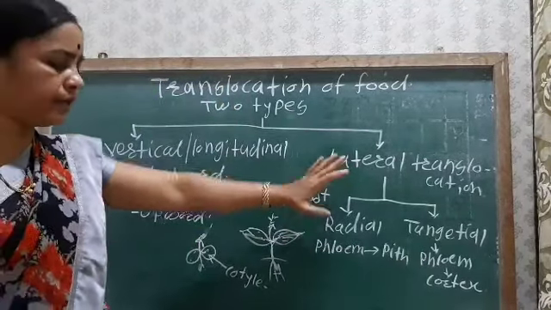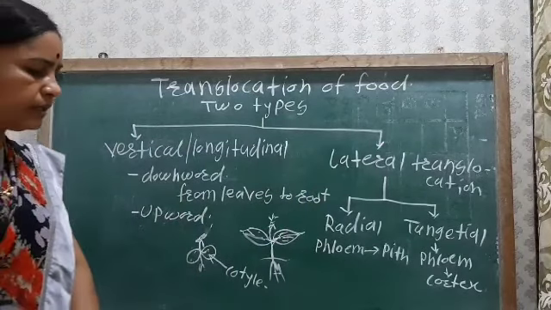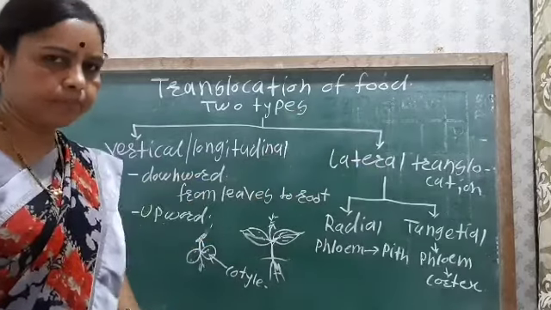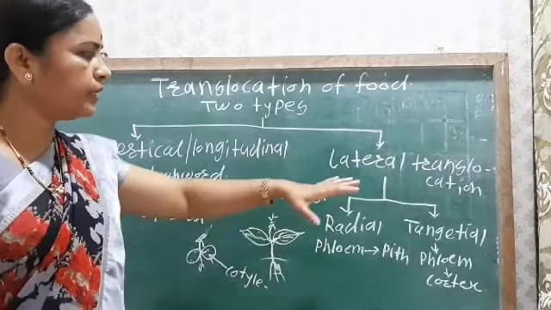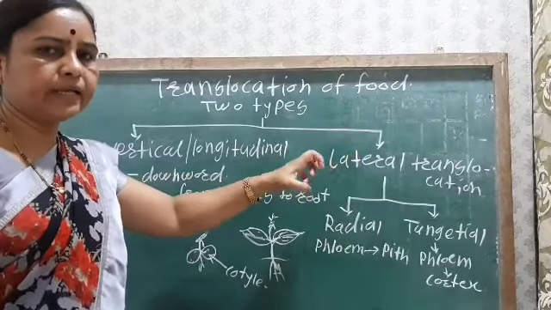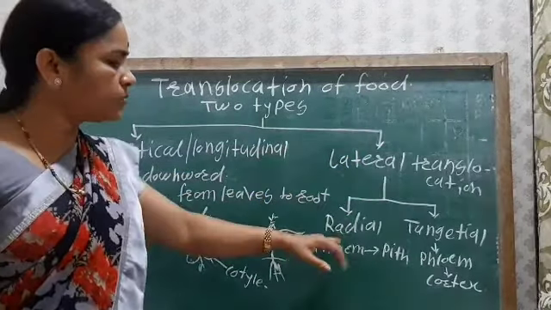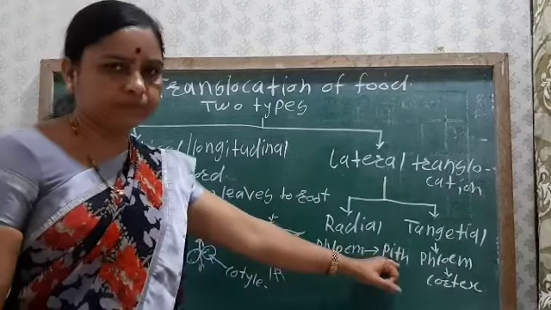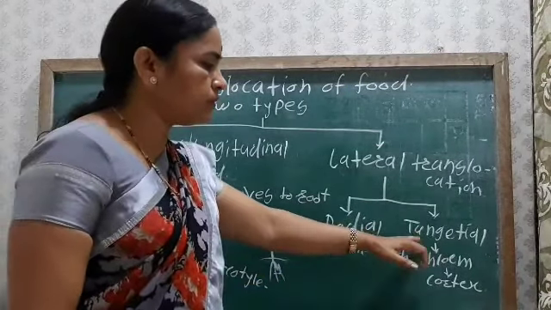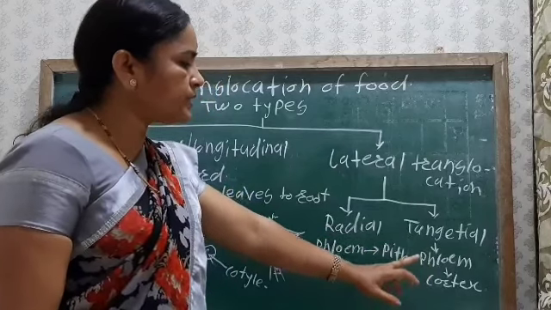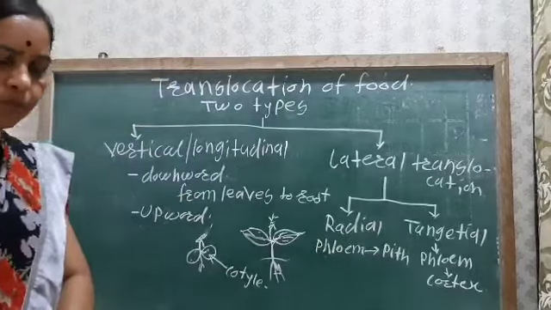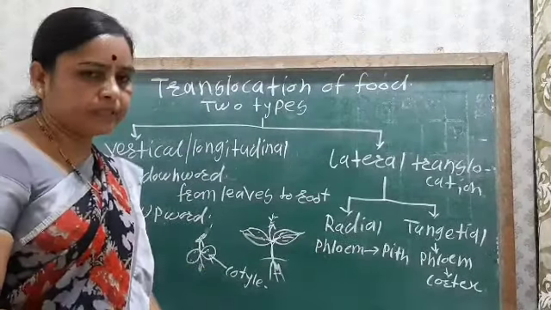So the lateral translocation mainly takes place within the stem. Here the lateral translocation means: if the food material is transported from the phloem to the pith, it is known as the radial. And if the food material is transported from phloem to the cortex, it is known as the tangential. So how the movement takes place is here.